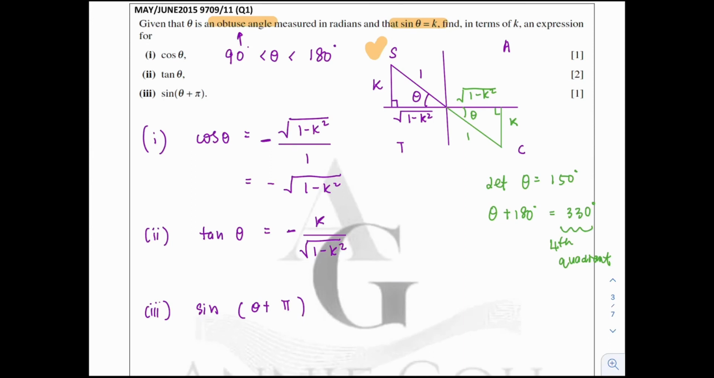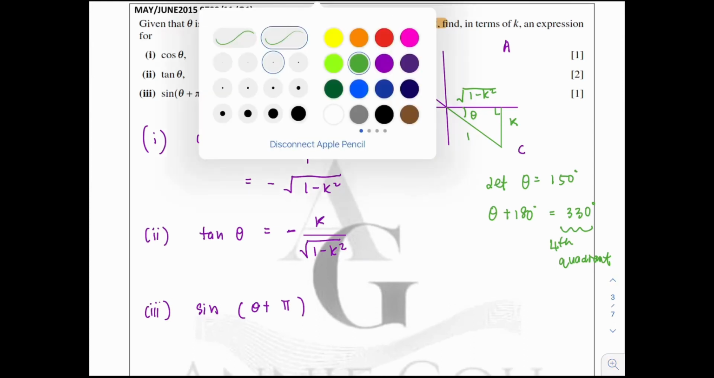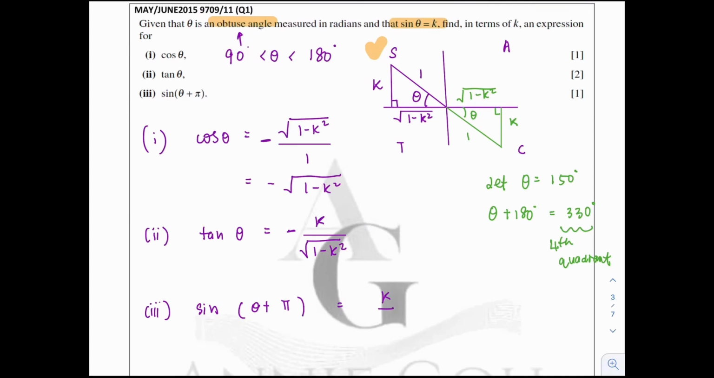According to this triangle, they want you to find the ratio of sine. So sine should be equal to opposite over hypotenuse, which means the answer should be k over 1. And let's check for the quadrant. In the fourth quadrant, only cos is positive. And now we are looking for the answer for sine, which means the answer should be a negative value. Okay, that's how we solve this question.